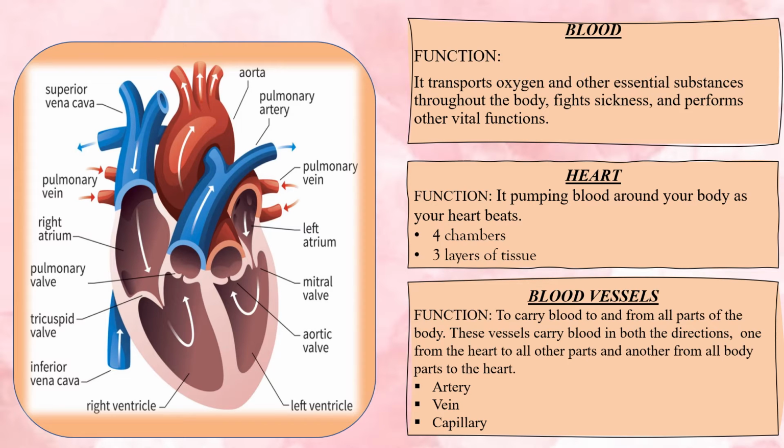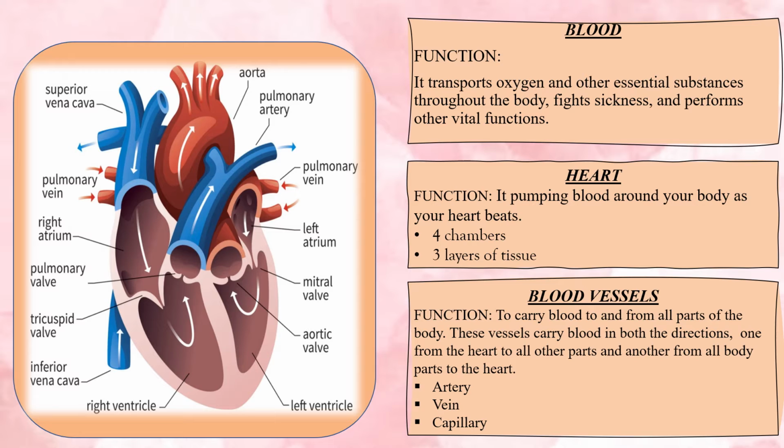The heart is roughly the size of a fist and sits in the middle of our chest, slightly to the left. Its function is to pump blood around your body as your heart beats. Basically, the heart has 4 chambers and 3 layers of tissue, which are the epicardium, myocardium, and also the endocardium. The 4 chambers are the right atrium, right ventricle, left atrium, and left ventricle.